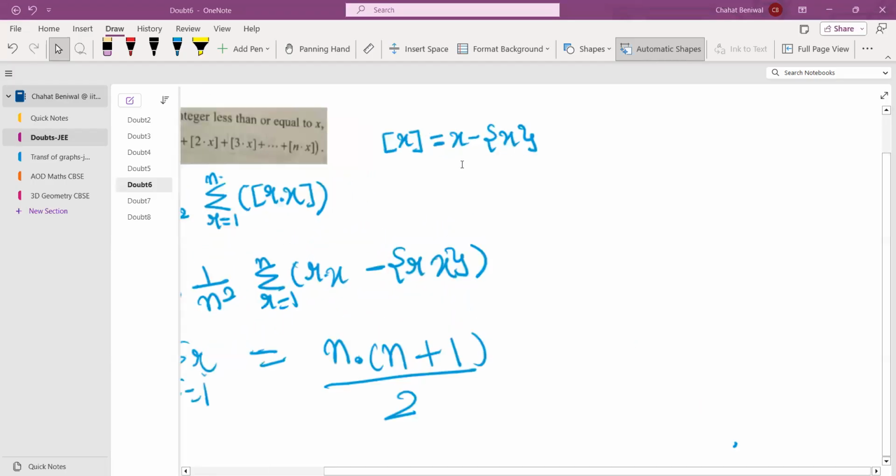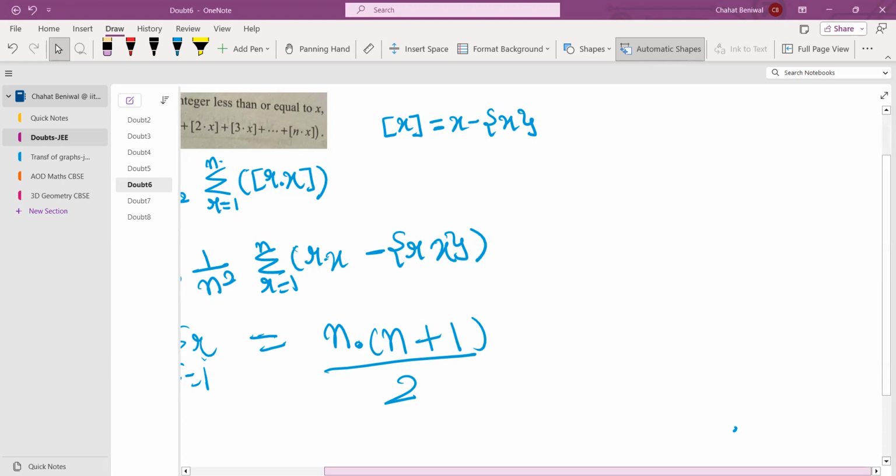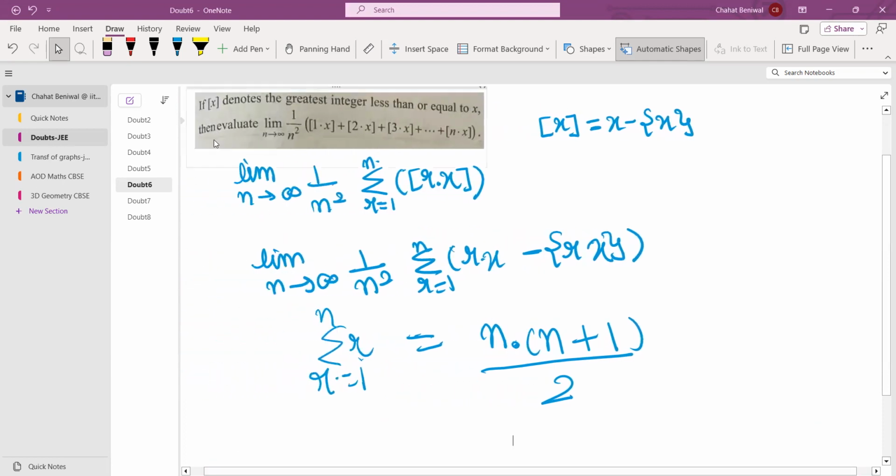So this question says that we are given the greatest integer x, and we need to evaluate this limit. Firstly, we know that this thing is changing 1, 2, 3 till n. So let us consider a variable n and represent it in a summation form. Let's see how it is going to benefit us.